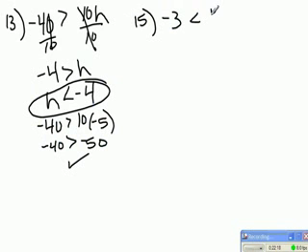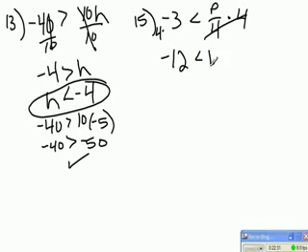Number 15. Is negative 3 less than p over 4? We want to get p by itself, so I'm going to multiply by 4 on both sides to undo the dividing by 4. 4 times negative 3 is negative 12 less than p. Rewrite it so the variable is on the left, keeping the inequality pointing at the right number, or letter in this case.